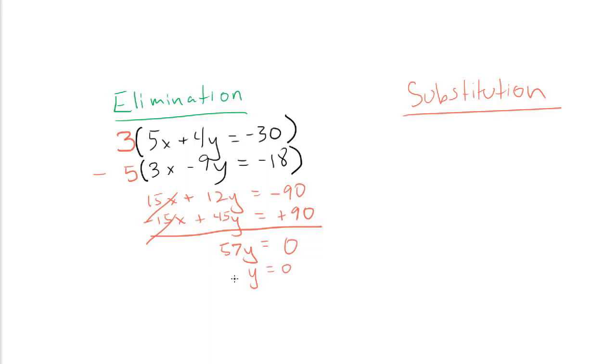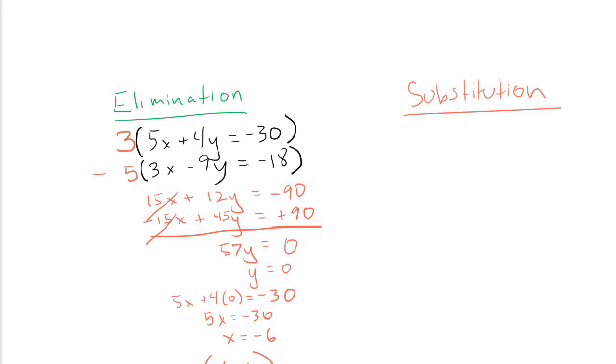Okay? So if y equals 0, I can plug back into the other equation and say 5x plus 4 times 0 equals minus 30. 5x equals minus 30. X equals minus 6. My solution point is (minus 6, 0). Well, that wasn't too bad for what was a slightly ugly scaled elimination method up front.